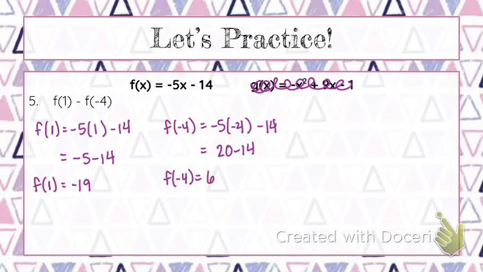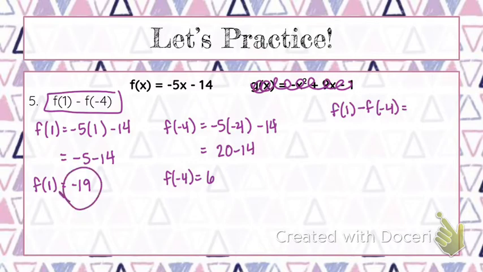So now we're going to go back to our original equation. f of 1 minus f of negative 4 equals negative 19 minus 6, which is negative 25. And that's your answer.